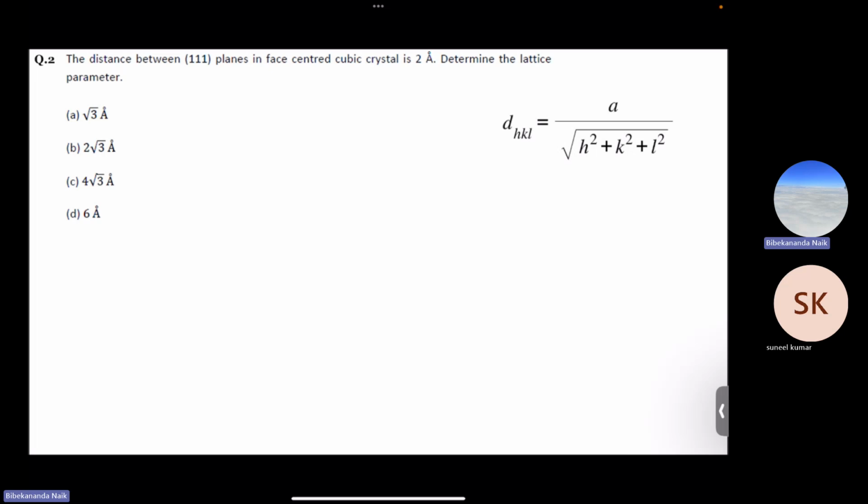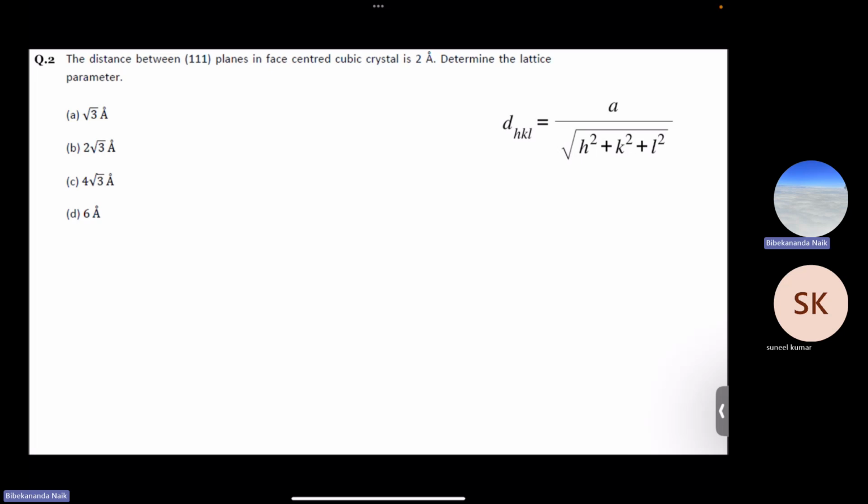The question says the distance between the 1, 1, 1 planes in the face centered cubic crystal is 2 Angstrom. Determine the lattice parameter. Options are option A, √3 Angstrom, option B, 2√3 Angstrom, option C, 4√3 Angstrom, or option D, 6 Angstrom.